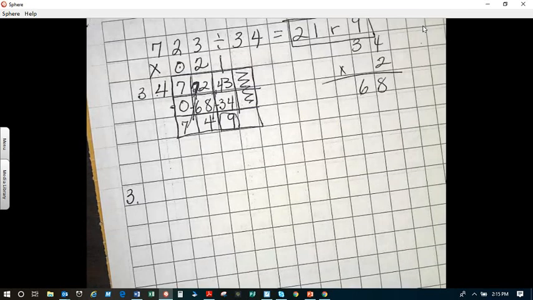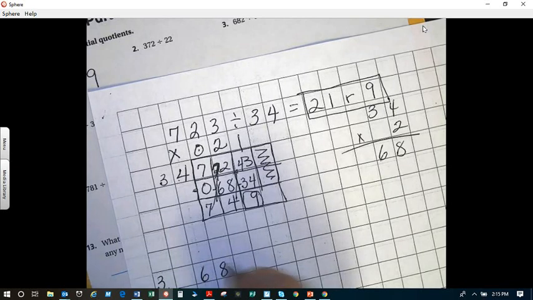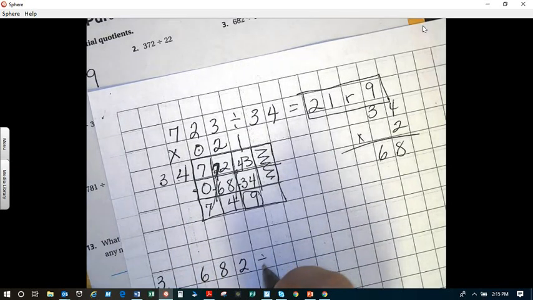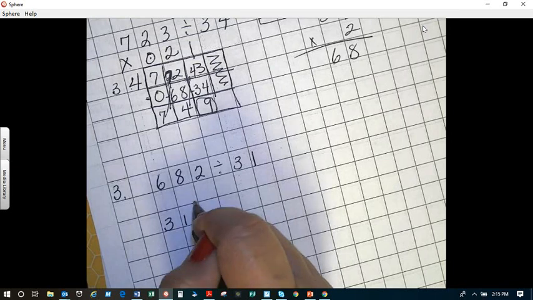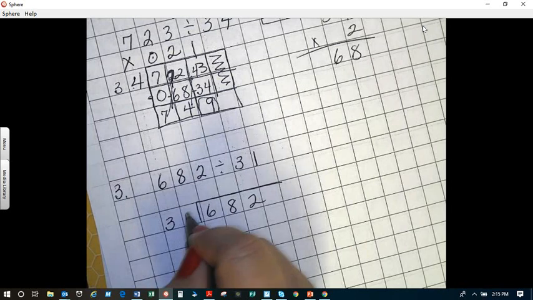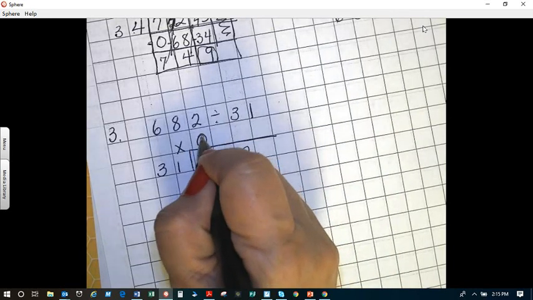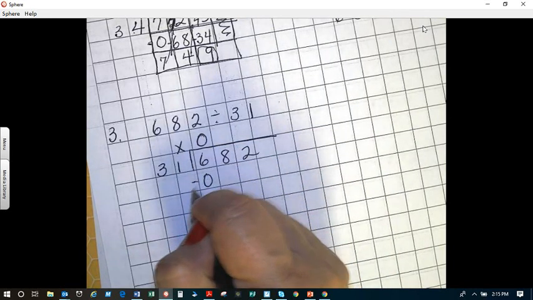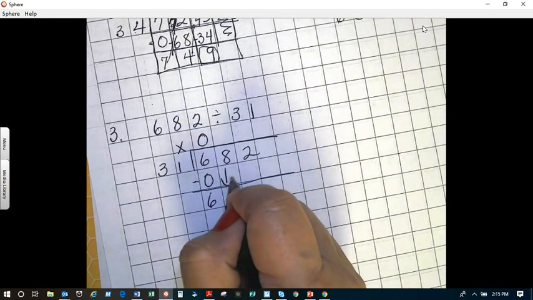So again, my problem is 682 divided by 31. And now let me solve. I'm going to do it the standard algorithm. 31, and I have 6, 8, 2. And my multiplication. I know that 31 cannot go into 6 because it's less than. So it's 0. 0 times 31 equals 0. Subtract that out. Bring down my 6. And it's 6. Now I'm going to bring down my 8.